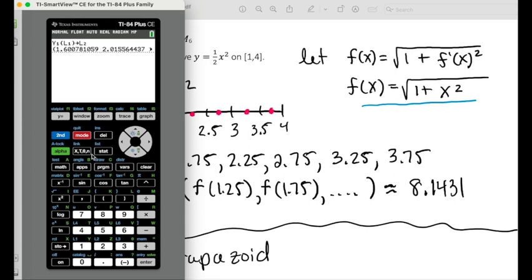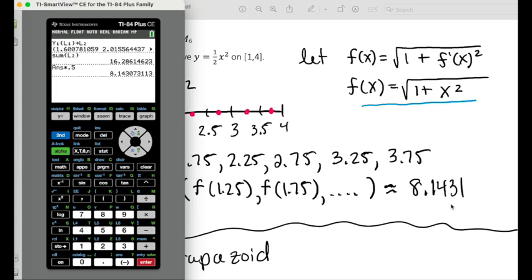So I'm going to go to my list menu that's above stat. I'm going to hit second stat, and arrow over to math. And I'm going to tell it to do number 5, which is to sum everything in list 2. Now I have to multiply it by the width of my rectangles. So I'm going to multiply it by 0.5. And so I get 8.14307.